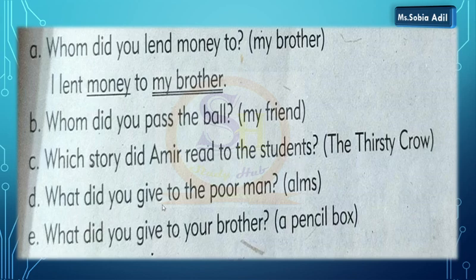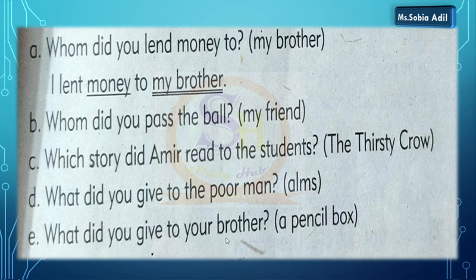D part is, what did you give to the poor man? This one is the question, right? You are to answer it by using this one word. You have to use it. The answer is, I gave alms. This one is alms, right? I gave alms to the poor man. So alms is here the direct object, right? And the poor man is the indirect object. Alms is direct and poor man is the indirect object.